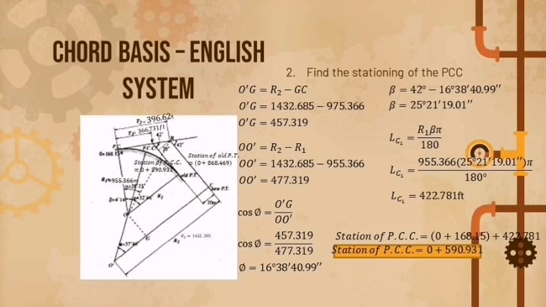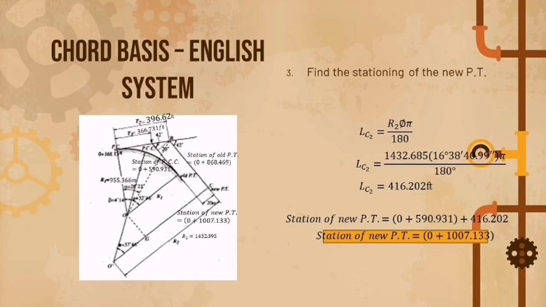And for the length of curve 1, our formula is LC1 equals to R1 beta pi over 180. Again, substitute the given. After substitute the given, we will compute and we will get the answer of 422.781 feet. And for the station of PCC is 0 plus 168.15 plus the 422.781. And we will get the answer of station of PCC equals to 0 plus 590.931.